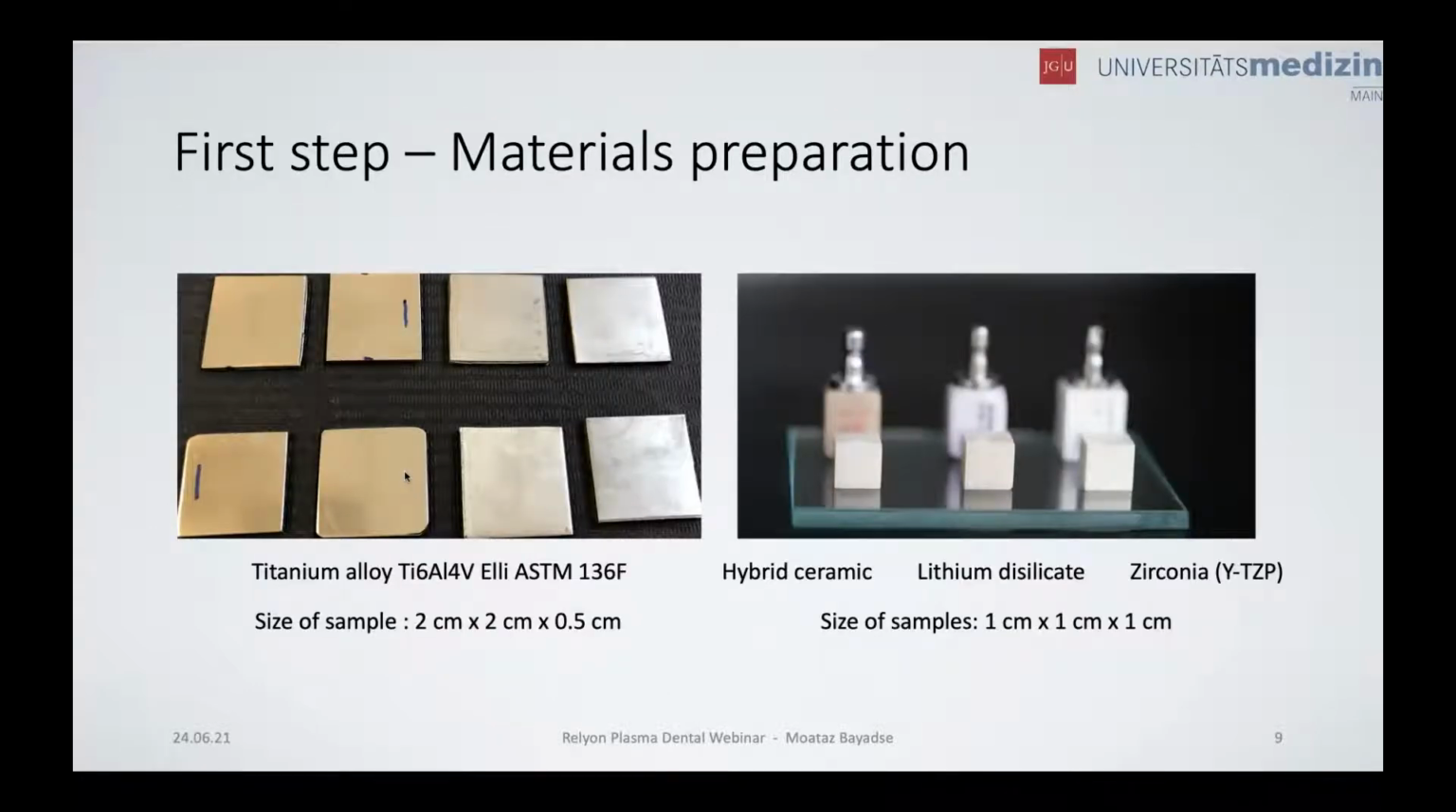So we start with the first step, which is surface or material preparation. We've chosen titanium, hybrid ceramic, lithium disilicate, and zirconia as samples. As you can see, we polished the titanium samples so we can get rid of the scratches and the unevenness on the surface, and so we can get an equal surface roughness.